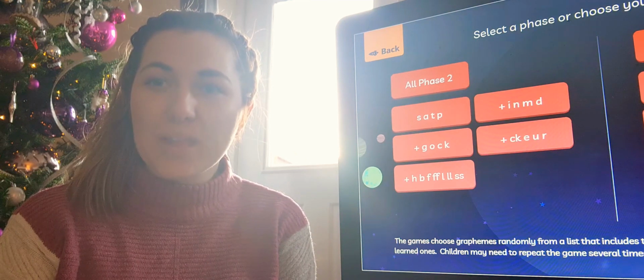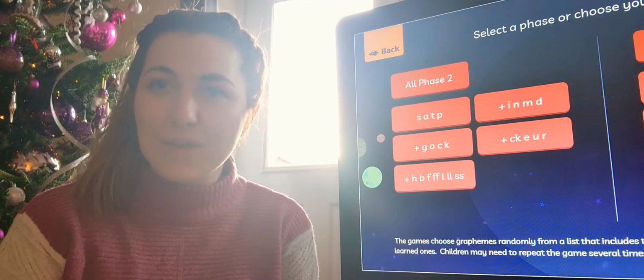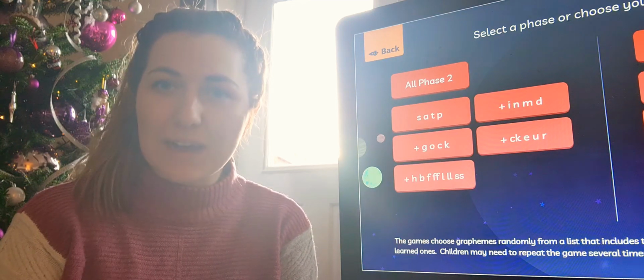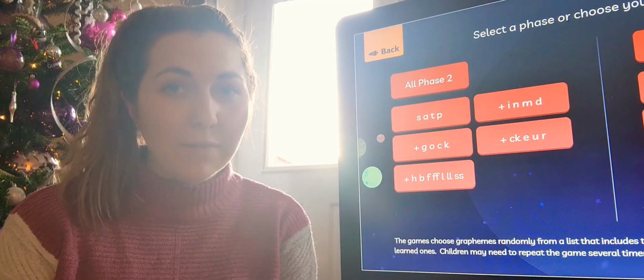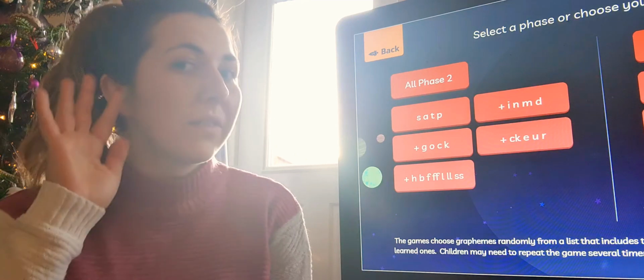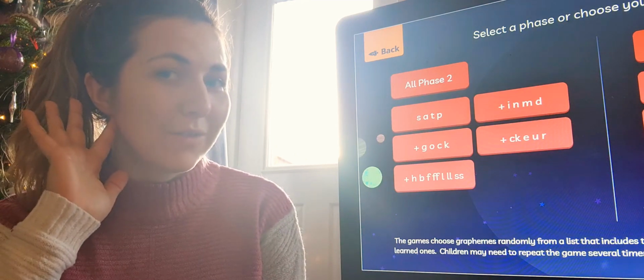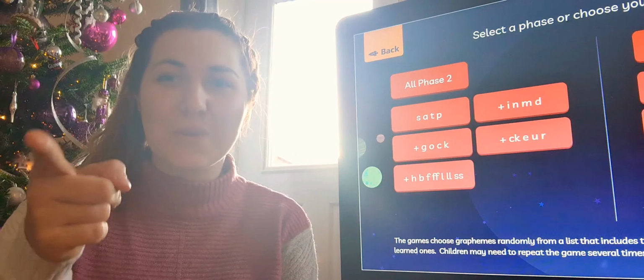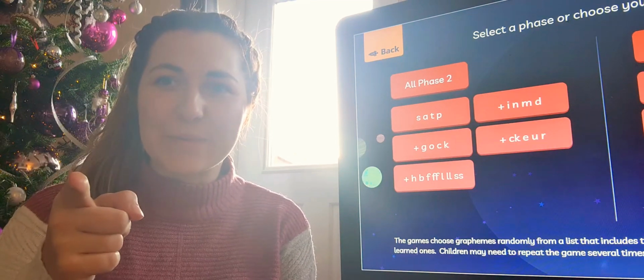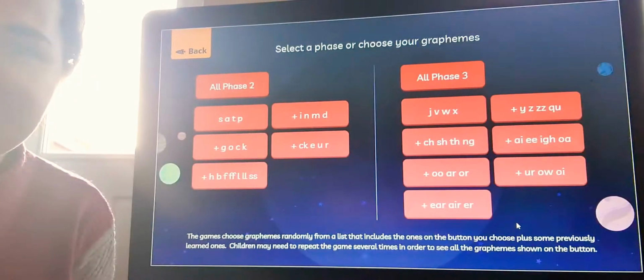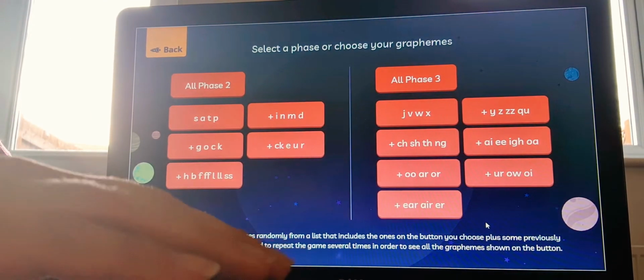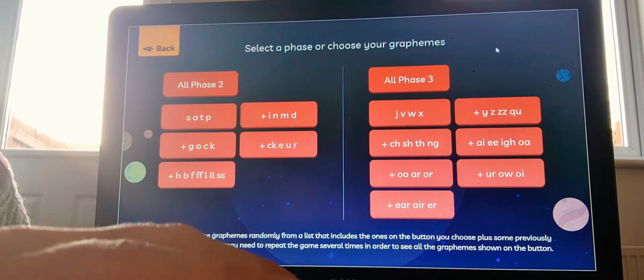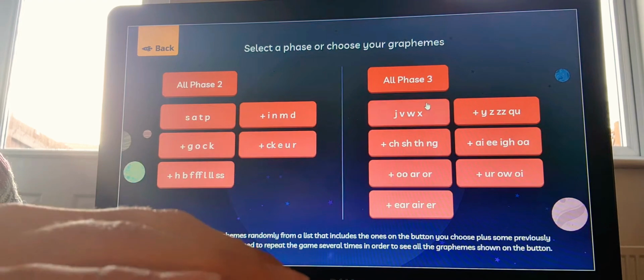Today we're going to recap all of the sounds that we have learned so far. Today we're going to play a new game. We're going to listen to a sound and then I want you to write the sound down. Let's have a look at our brand new game. It's called Grab a Giggling Grapheme.